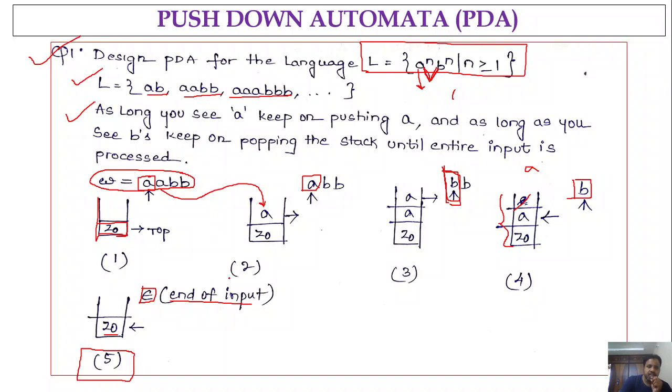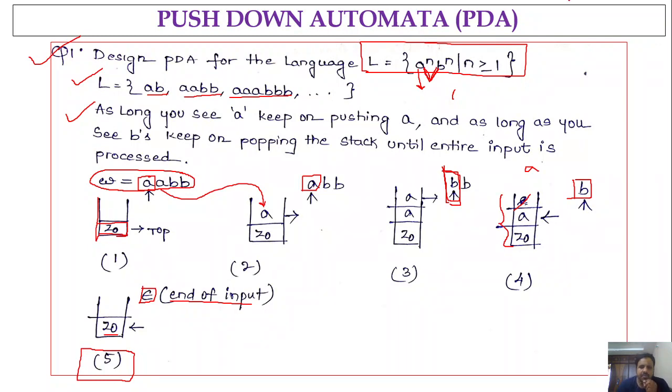That is how we can implement the logic of accepting the language a power n, b power n. Here we have to make a comparison between the number of A's and the number of B's. We make the comparison by pushing whenever we see a symbol small a onto the stack, and whenever you see a B symbol, pop the stack. At the end of the input, if the stack consists of Z naught only, then the string is said to be accepted.